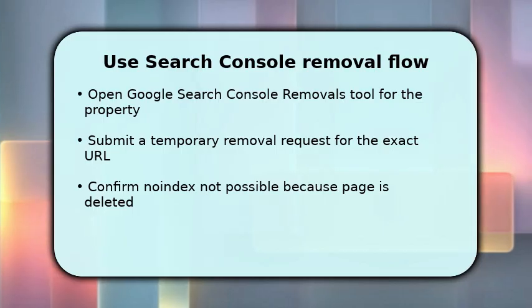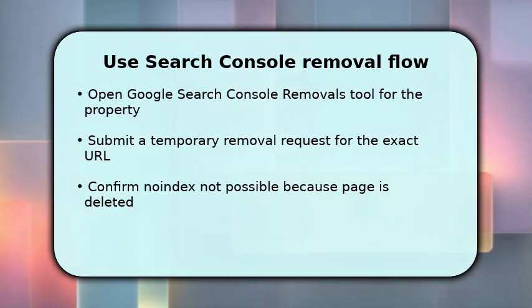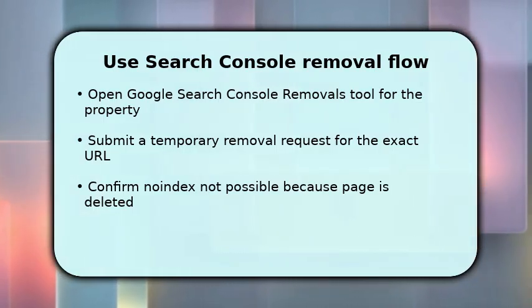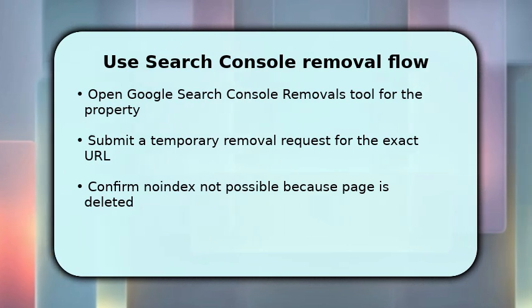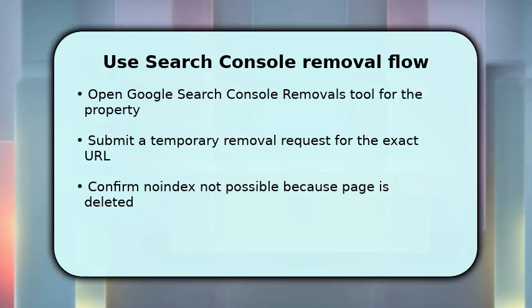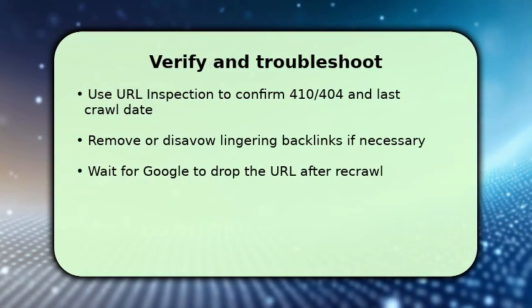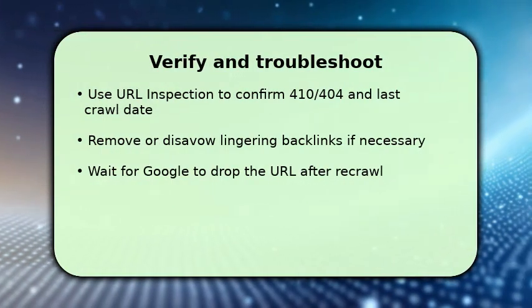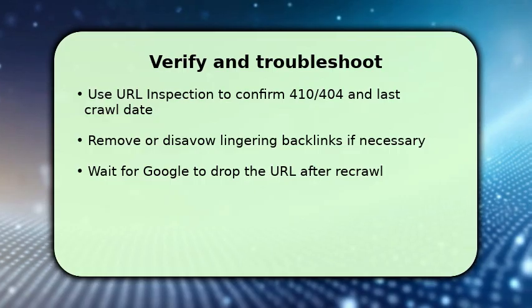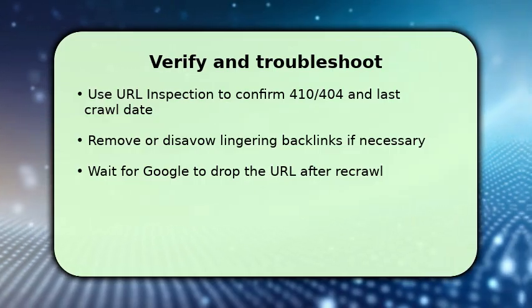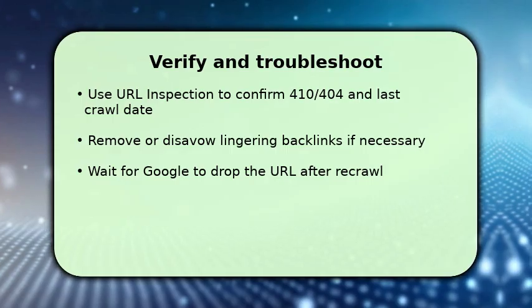You should also request a recrawl of the parent pages and resubmit an updated sitemap to accelerate reindexing and ensure no backlinks keep the URL discoverable. Finally, verify removal by running URL Inspection in Search Console. Confirm Google's live test shows a 410 or 404 and note the last crawl date.